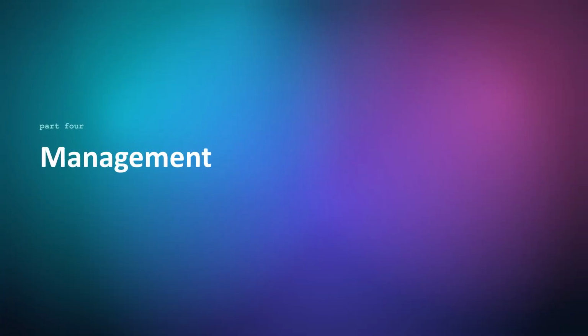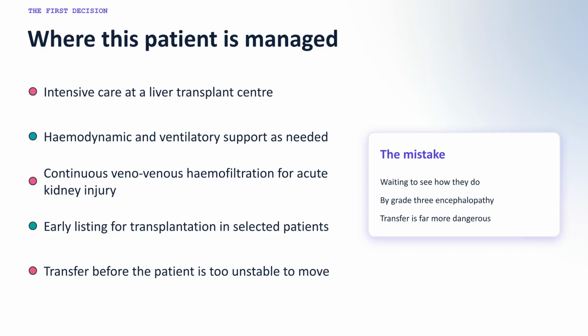Management divides into where the patient is cared for, support of the failing organs, and treatment of the specific cause. And the first of those 3 is the one most often got wrong. So we start there. The first decision is where this patient is managed. And the answer is an intensive care unit at a liver transplant center.